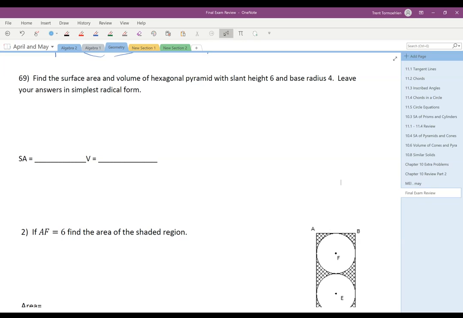Okay, for number 69 here, you're asked to find the surface area and volume of a hexagonal pyramid with slant height 6 and base radius 4. So let's go ahead and get our formulas together.